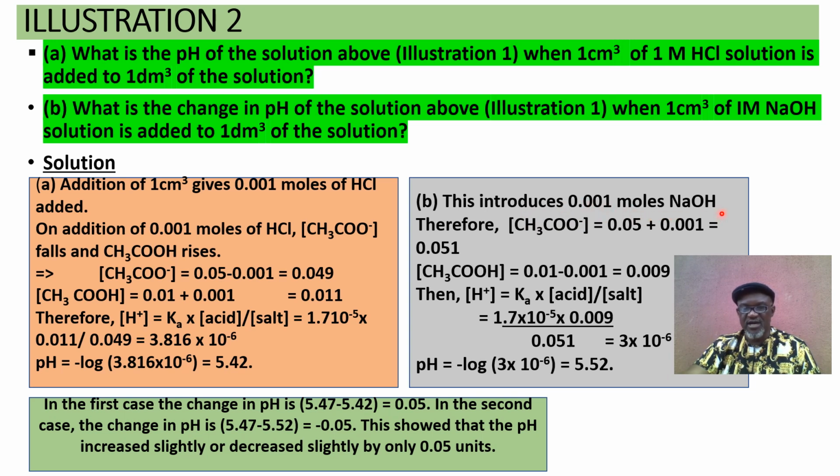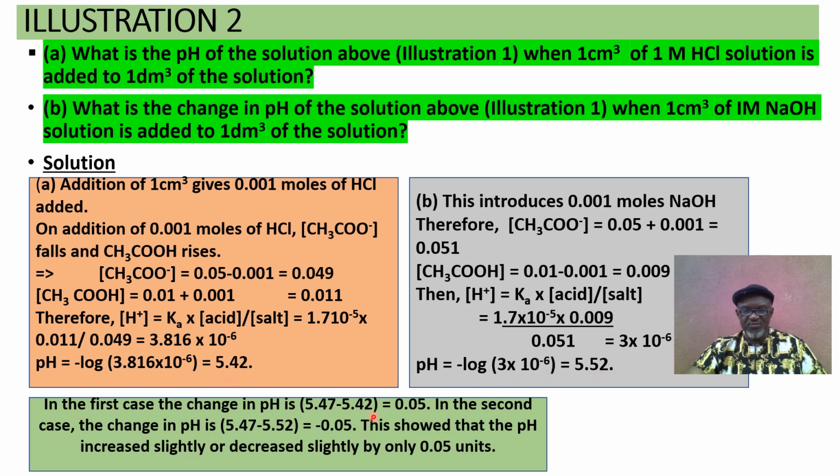The second one, introducing 1 cm cube of 1 molar sodium hydroxide, means introducing 0.001 moles sodium hydroxide. Therefore, this ethanoate will be 0.05 plus 0.001, which gives us 0.051, whereas the ethanoic acid will be 0.01 minus 0.001. This will increase and this will reduce. We'll have 0.009. We'll do the same thing again, find the hydrogen ion concentration, and we'll have 3 times 10 to the power minus 6, and we'll find the pH, we'll have 5.52.